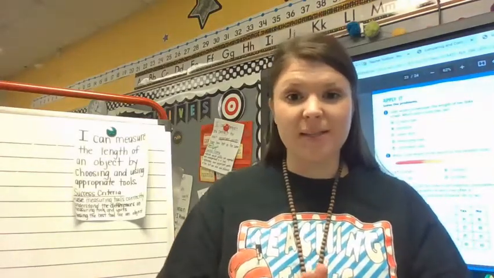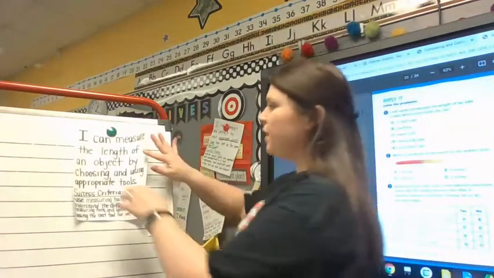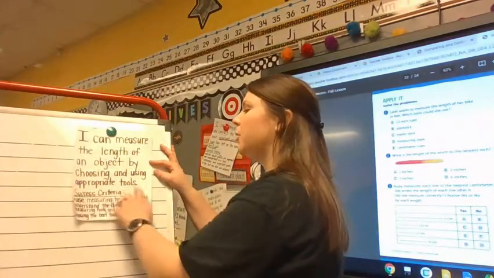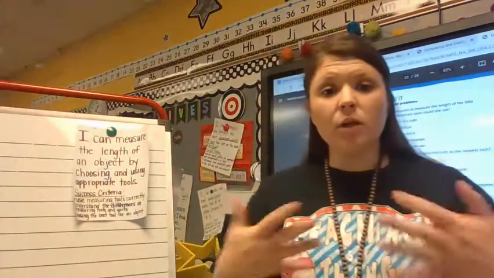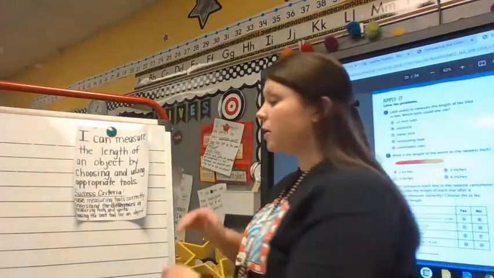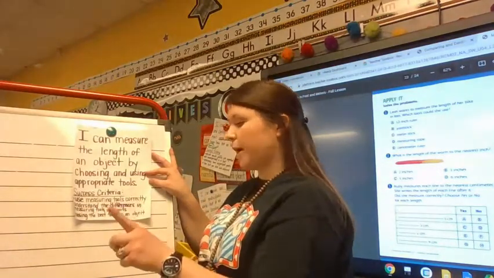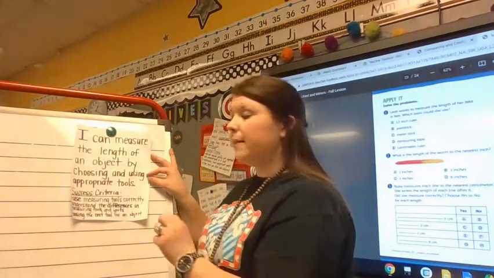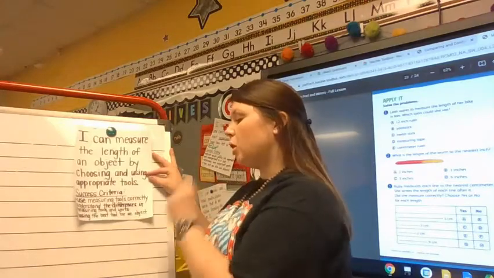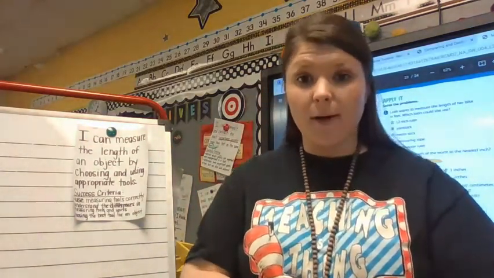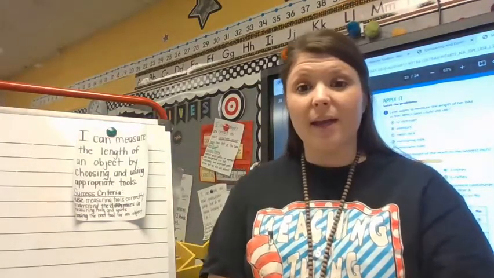Let's go ahead and get started by reading our learning target. I can measure the length of an object by choosing and using appropriate tools. In order to meet this learning target, there's a couple things that we need to be able to do. We need to be able to use measuring tools correctly. We need to understand the difference between the measuring tools and the units. And we need to be able to choose the best tool to measure an object. All right, let's go ahead and get started.